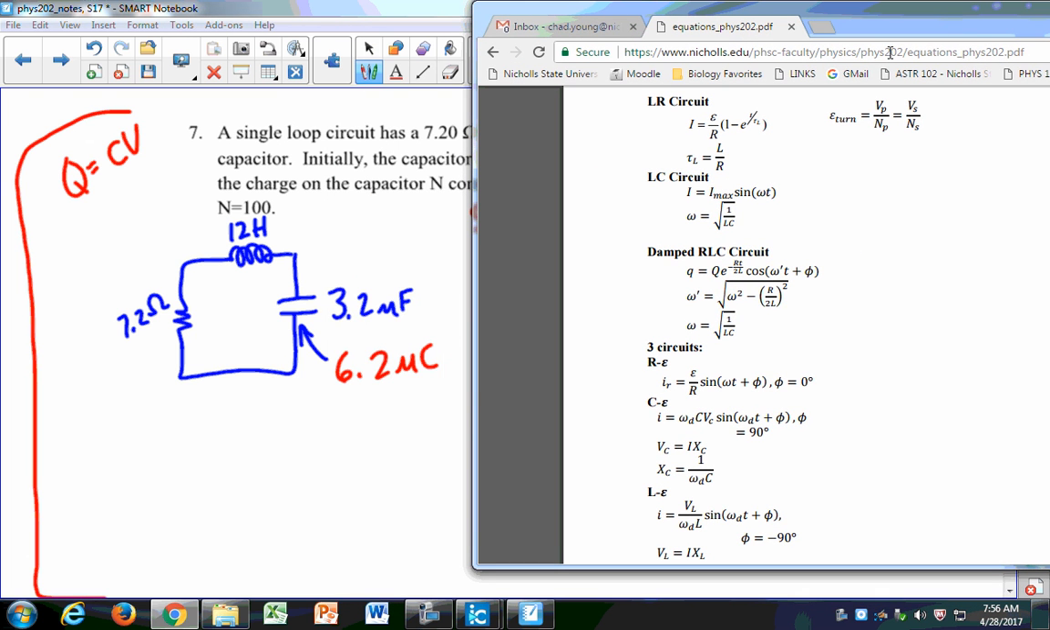To write this down, I have Q is equal to Q times e to the minus Rt over 2L times cosine of omega prime t plus phi. Now, as far as we're concerned on all of these, this phase angle is going to be 0. We didn't really talk about phase and how that comes up. It really is only important when you get into AC circuits. So we're just going to leave out the phase here. We'll just say that that phase is 0. So really we're just dealing with omega prime t.